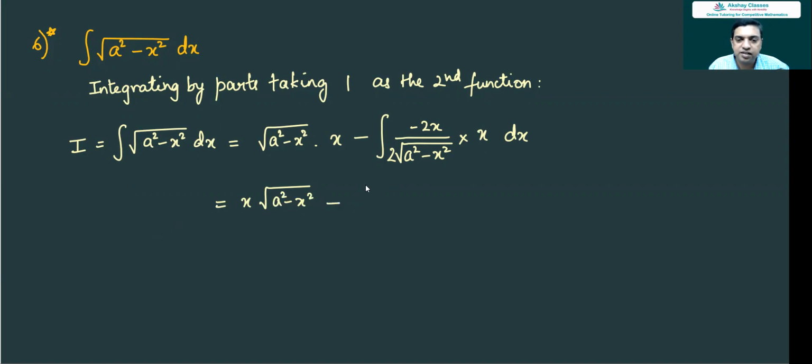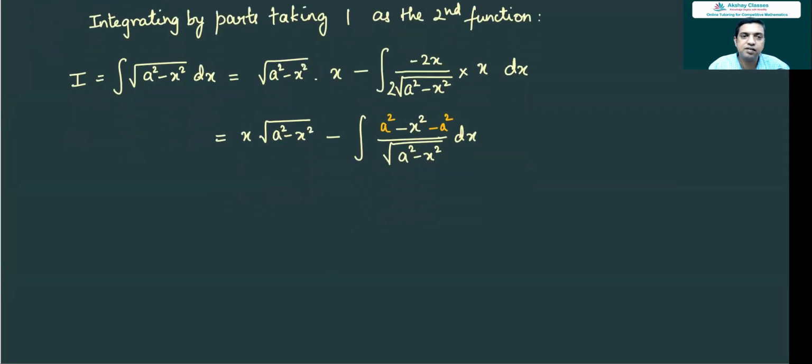Now we get minus of 2 cancels, and we have minus x square by root of a square minus x square dx. Again, like previously, we added and subtracted 1 in the previous problem, but here, because a square is available, we'll add and subtract a square. This makes it easy. We take the first 2 terms together and divide by the denominator.